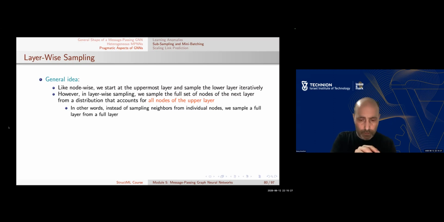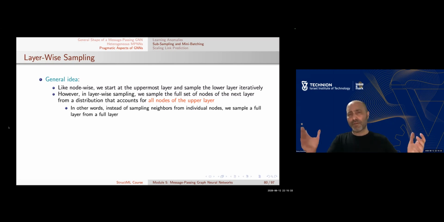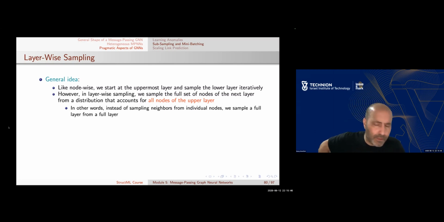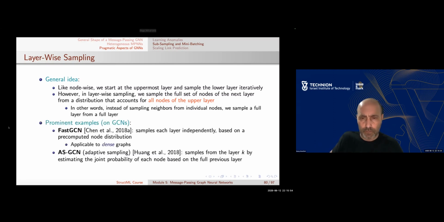We do not just look at every node independently and choose neighbors for that node, but basically we say, okay, what is the set of all nodes that was selected for B_k? From that, let's select a good set of nodes for B_{k-1}, accounting for the fact that, for example, some nodes are neighbors of multiple nodes from the previous layer, so it might be beneficial to take these.